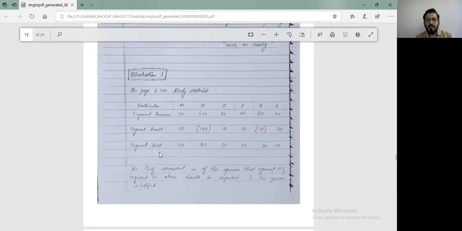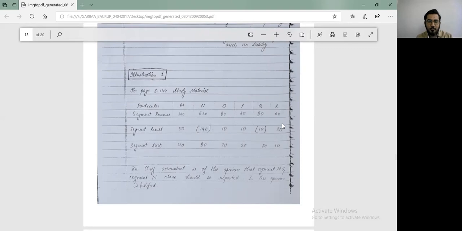Now let's do a study material question. You have a study material question on page number 3.144, illustration number 1. Let's solve this question. It says particulars. You have M, N, O, P, Q, R. What's your segment revenue? For M it is 300, for N 620, for O you have 80, for P you have 60, Q 80, and again R is 60.